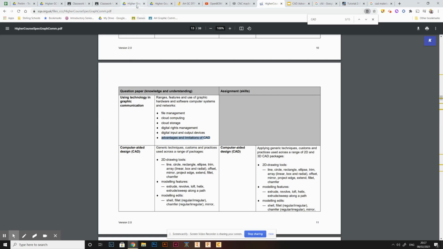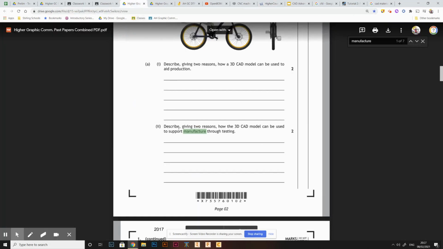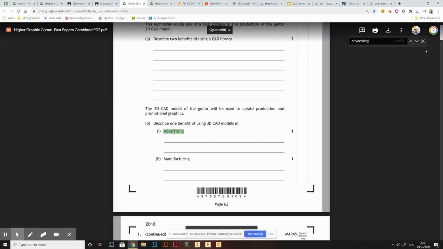If you have a wee look in the past papers, you'll find examples like this one here: describe, giving two reasons, how a CAD model can be used in production, or how it can be used to support manufacture. And also, if you have a look for advertising, you will find other questions asking you about advantages of CAD for advertising, manufacturing, and so on. So it does come up regularly, and there are fairly common themes in the sorts of things that you can answer.